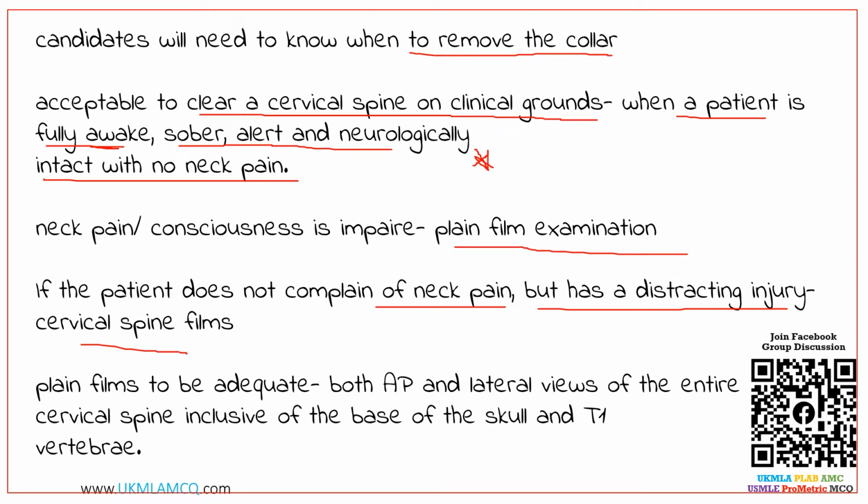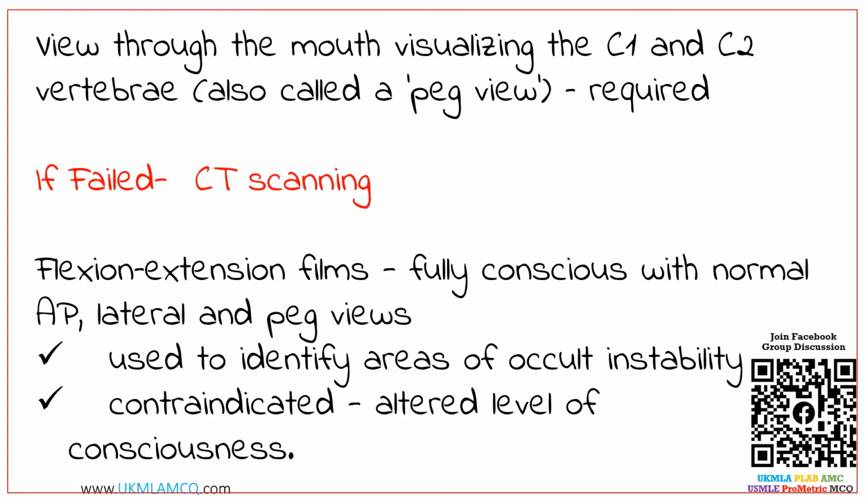For plain films to be adequate, both AP and lateral views of the entire cervical spine, inclusive of the base of the skull and T1 vertebrae, should be there. Additionally, a view through the mouth visualizing the C1 and C2 vertebrae, also known as a peg view, is required. Failure to meet these requirements or identification of areas of suspicion indicates the need for CT scanning.